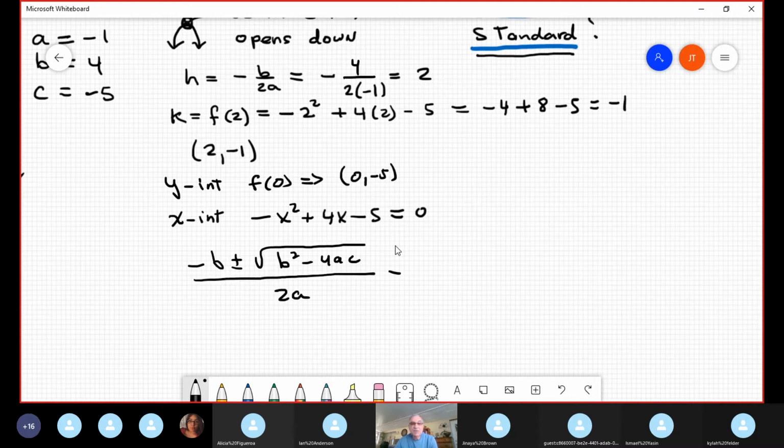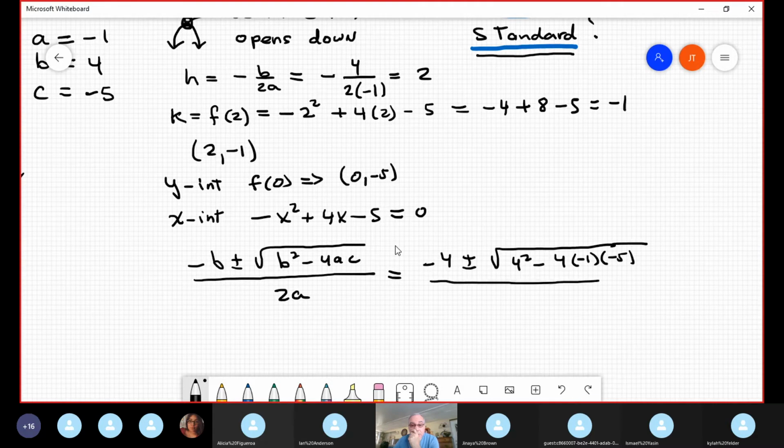And our specific example is minus 4 plus or minus the square root of 4 squared minus 4 multiplied by a, which is -1, multiplied by c, which is -5, divided by 2 times -1.